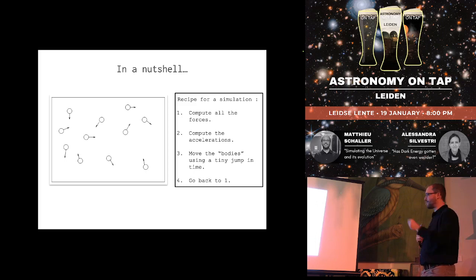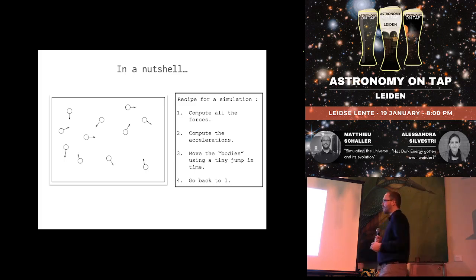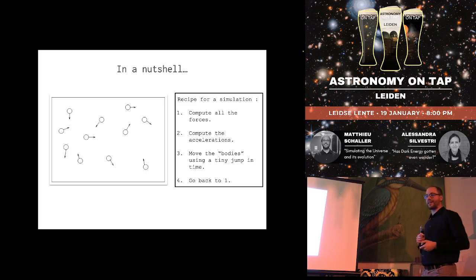Right? So we decompose the problem by having very tiny jumps in time, and every step we go back to the start. And now this is very, very tedious. It takes a lot of time. If you're going to do this with just this set of particles here by pen and paper or on a blackboard, it's going to take forever. But computers are very, very fast.